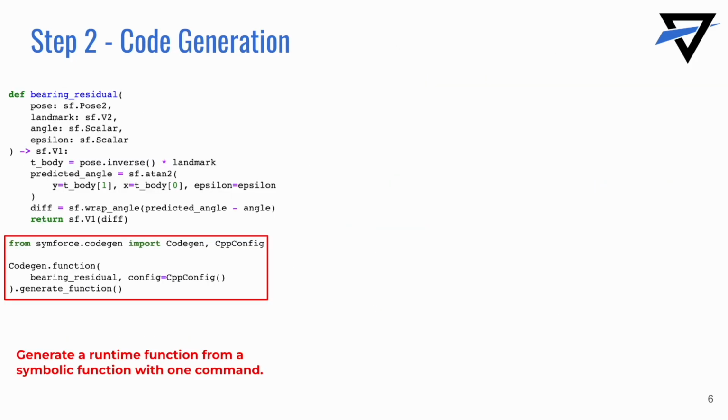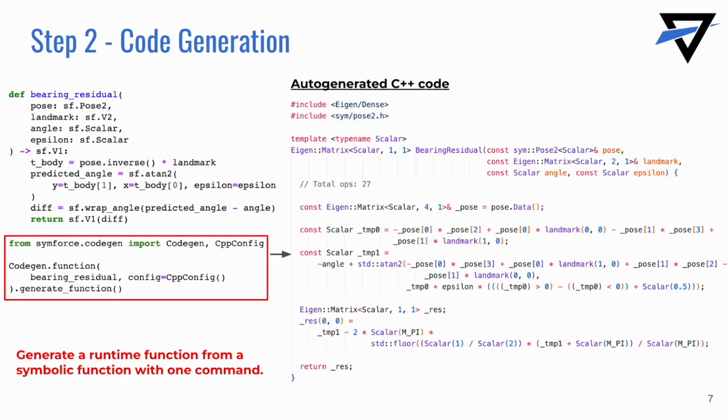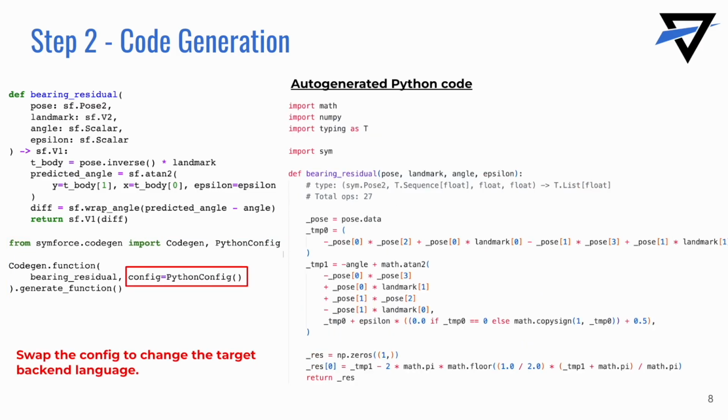Next, we pass each function to the code generation class and tell it what language to generate, in this case C++. We get a generated C++ function with an equivalent API to the symbolic function. This function has no branches or memory allocation, and its only dependency is the Eigen matrix library. By changing one argument, we can generate an equivalent Python runtime function that depends only on NumPy. SymForce aims to support many target languages with a plugin system.